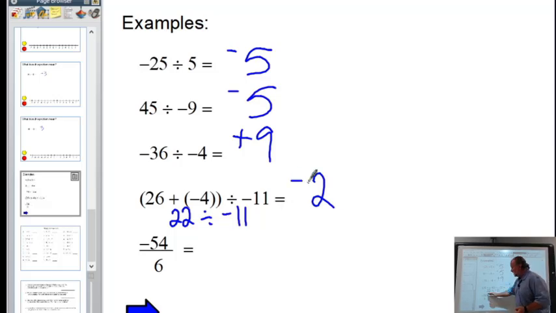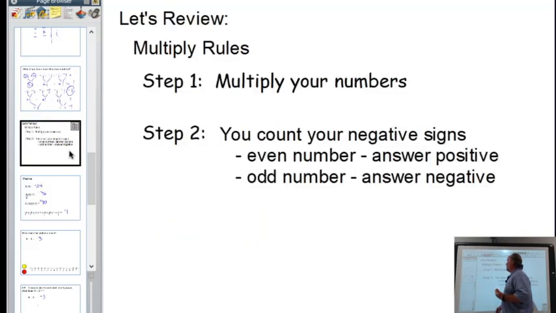Now another way of doing division is like a fraction. So all this problem here says is 54 divided by 6. We know that's 9. How many negatives do you see? 1. Okay? Now that's what we're looking at for multiply and divide. And we know there's basically 2 steps, 2 rules, and they're both the same for multiply and divide. Step number 1, multiply your numbers if it's a multiply problem. If it's a division problem, divide your numbers. And then step number 2, count your negative signs. If you have an even number of negative signs, your answer is positive. If you have an odd number, your answer is going to be negative.